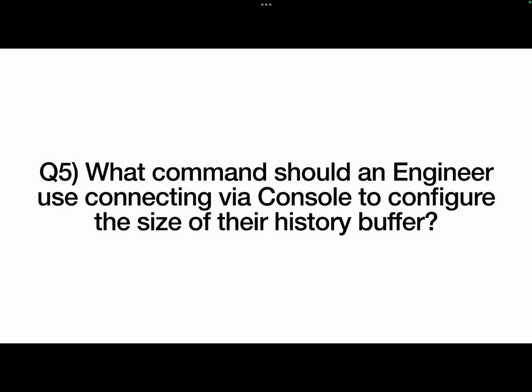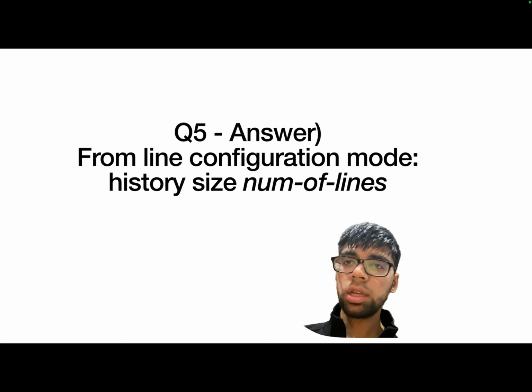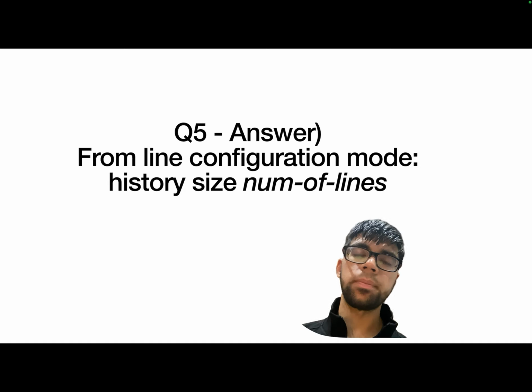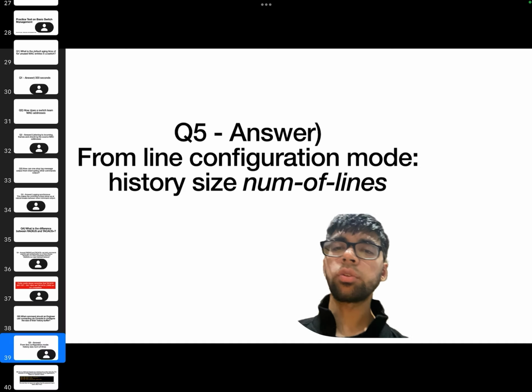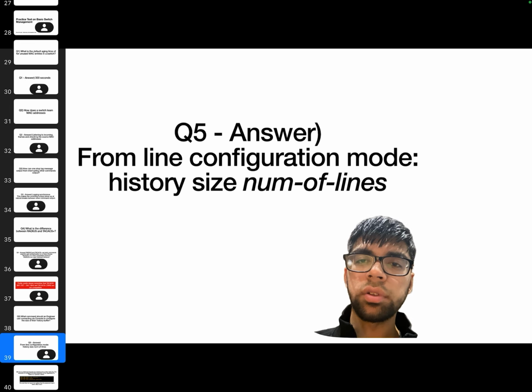Now, question number 5. What command should an engineer use, connecting via console, to configure the size of their history buffer? I'll give you 10 seconds. 3, 2, 1, 0. So the answer is, from line configuration mode, history size, and then insert the number of lines. Very important, we do this from line configuration mode when we're configuring the size of our history buffer.